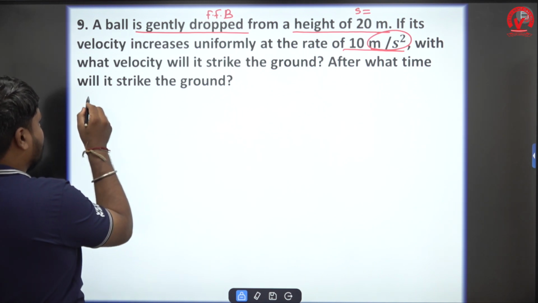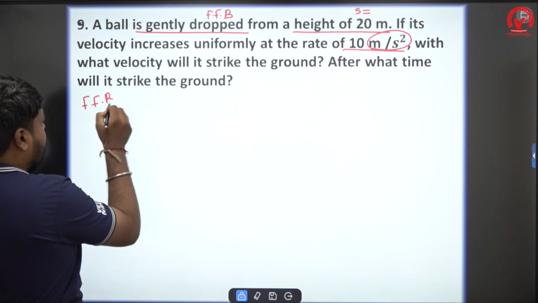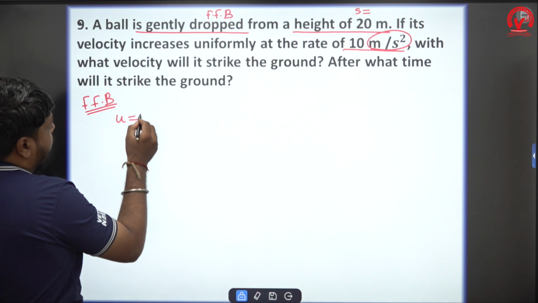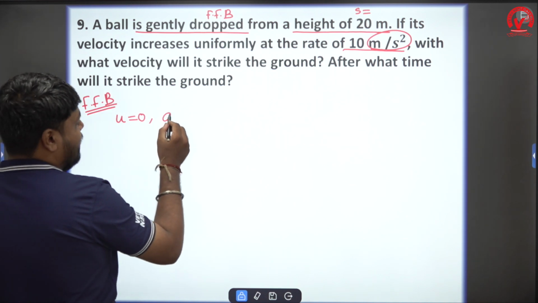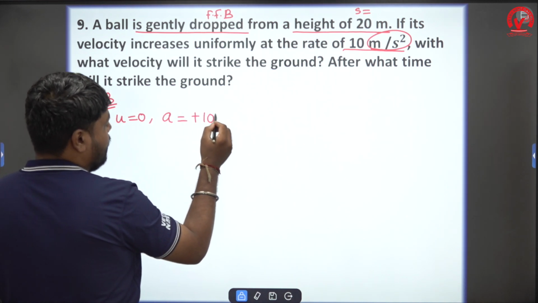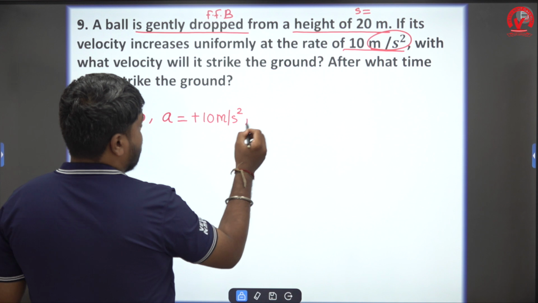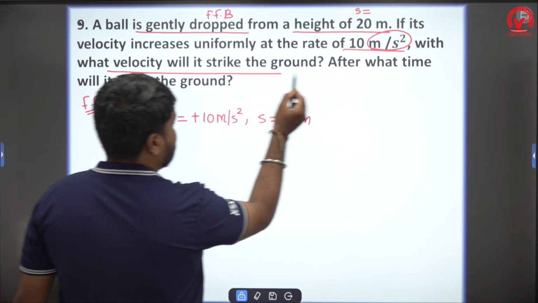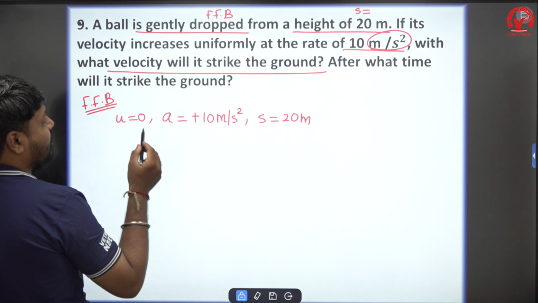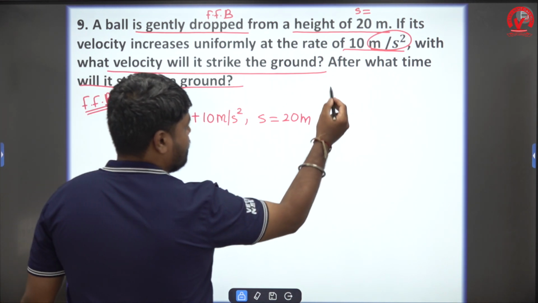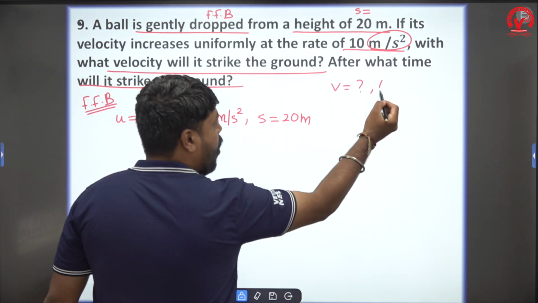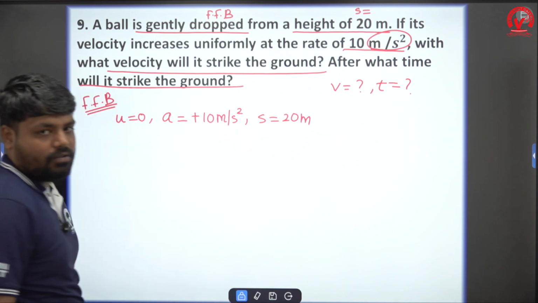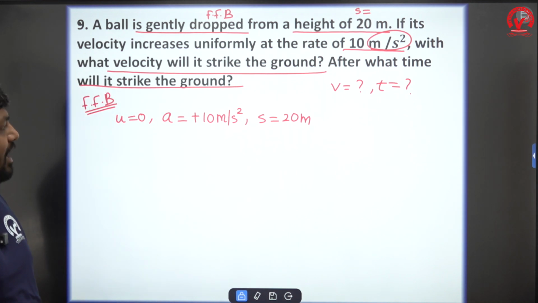The acceleration. So in a freely falling body, you know that the initial velocity is 0, and acceleration is positive, so plus 10 meter per second square. And s is equal to 20 meter. With what velocity will it strike the ground? After what time will it strike the ground? So with what velocity does it strike, and how much time does it take to strike the ground?